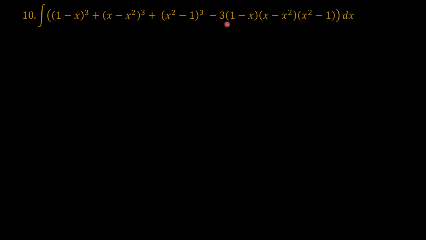So the next problem is the integral of the bracket 1 minus x to the power 3 plus x minus x squared cubed plus x squared minus 1 cubed minus 3 times 1 minus x times x minus x squared times x squared minus 1.